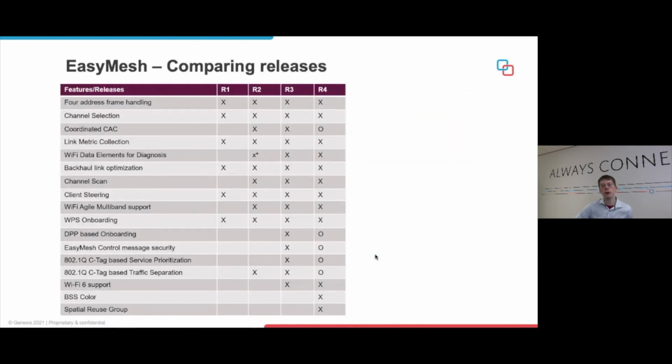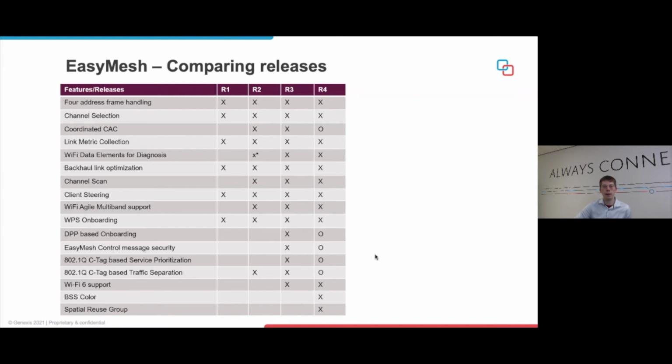So that's kind of how it works. Now let's go back just briefly to comparing the releases. So we said there were 4 releases, with R4 coming out shortly. And let's have a quick look at what's in there. I don't want to go through all the details. We can probably talk about that for a long time elsewhere, if interested.